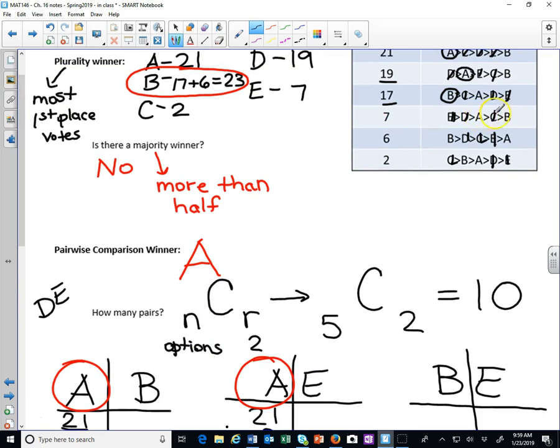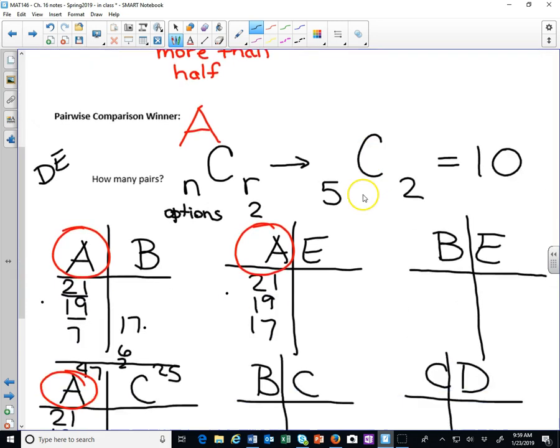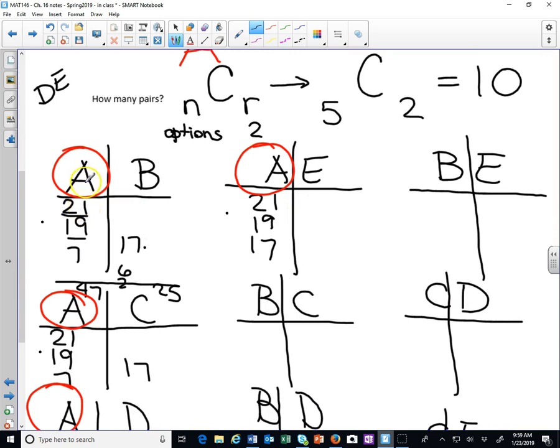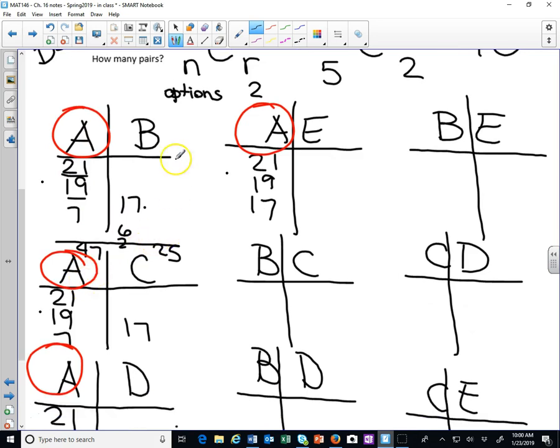Then on the next one, A's before B, A gets the 7. B's before A, so B gets the 6, and then B is before A, and so it gets the 2. So that means A's got 21, 19, and 7 votes. B has 17, 6, and 2. So we add all these together, and A comes out with 47 total, and B comes out with 25. So that means A would be the winner of this pair.